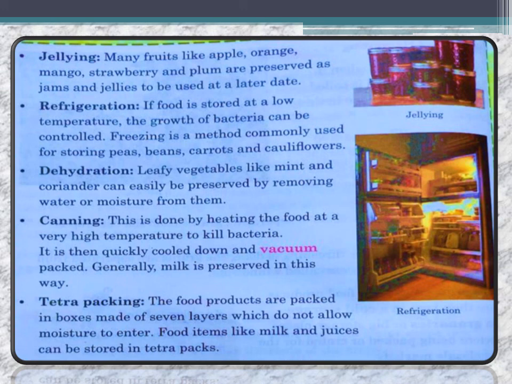Then you have tetra packing. So in this what happens? The foods are packed in boxes made of 7 layers. And these 7 layer boxes do not allow moisture to enter. So like this, by tetra packing we can keep the food preserved for long hours. You must have seen milk and fruit juices stored in tetra packs.